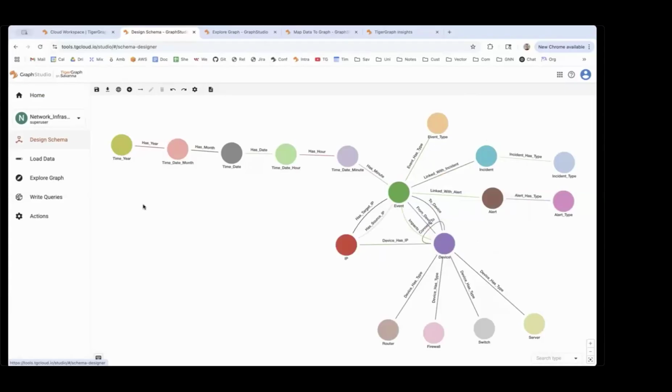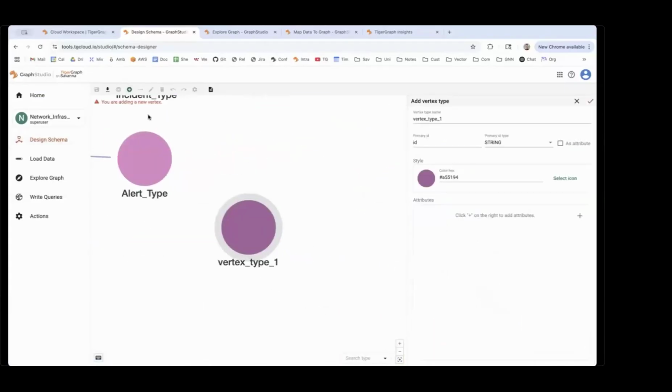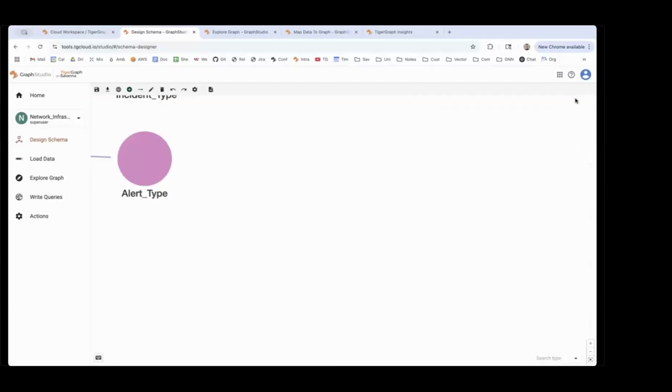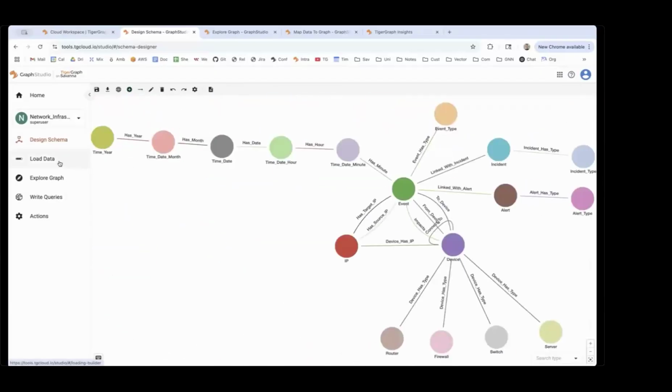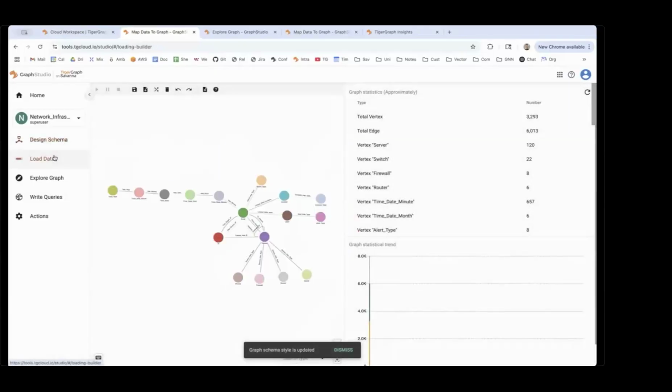In this page, I can create a new vertex simply by clicking on the plus button. I can provide it a name. Let's say if I wanted to have a new device type, and I can modify attributes or build new relationships. So moving on to load data. So here I can see my graph statistics. In this demo, we have approximately 3,200 vertices, over 6,000 edges.